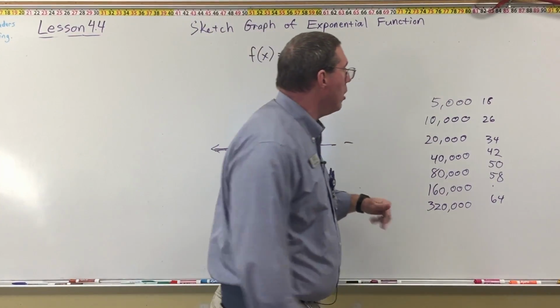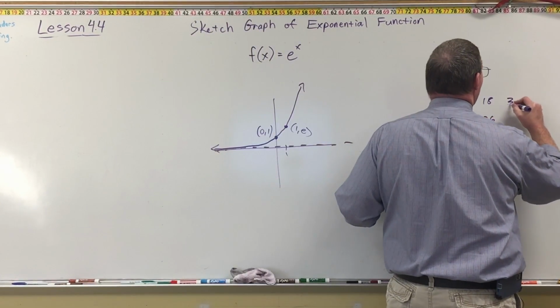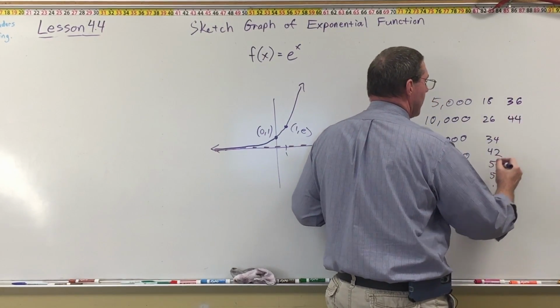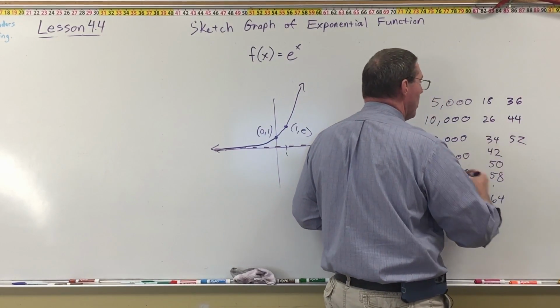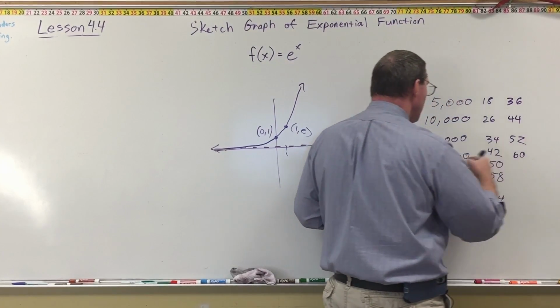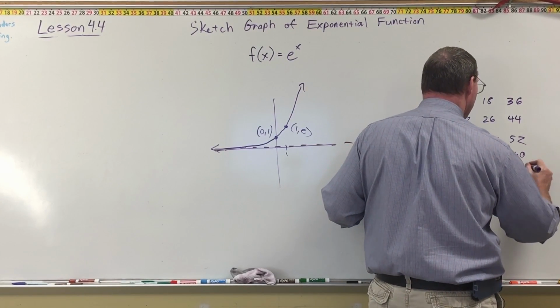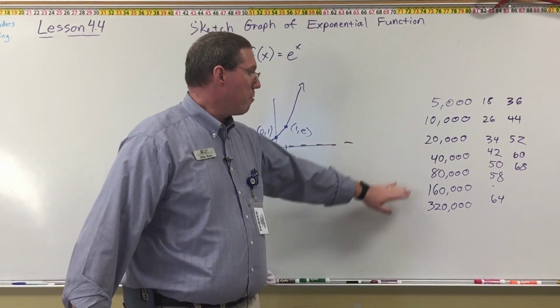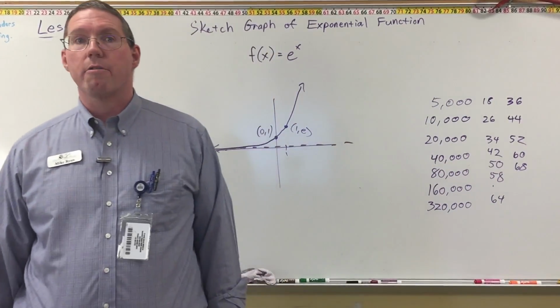Now, what if you don't start until you're 36? Okay? Then when you're 44, you have 10,000. Then when you're 52, you have 20,000. Then when you're 60, you have 40,000. And when you're 68, you have 80,000. Big difference between 80,000 and 320,000.